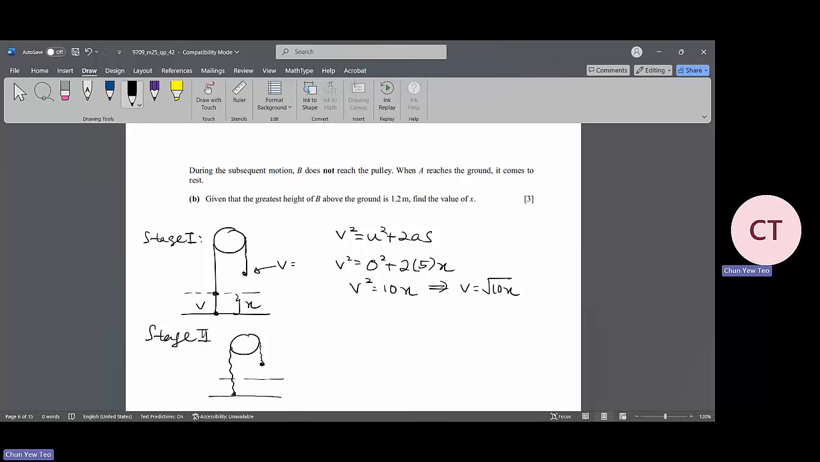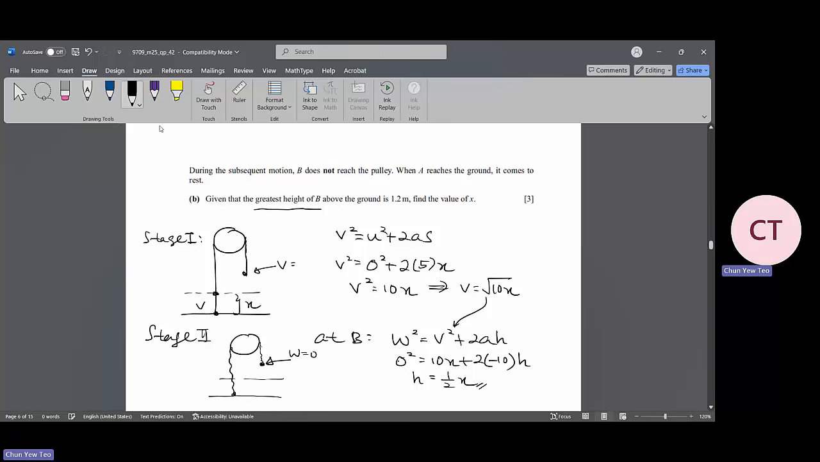So with no more tension, we will consider B: w squared is equal to v squared plus 2ah. Because you want to calculate the maximum height, that means B has to reach until w equals 0. So 0 squared is equal to v squared, which is 10x, and you are moving under free fall condition, so a will be negative g, or negative 10 meters per second squared. You do not know the height, so just use your calculator. You can see that your height is actually 10x over 20, which is half x.